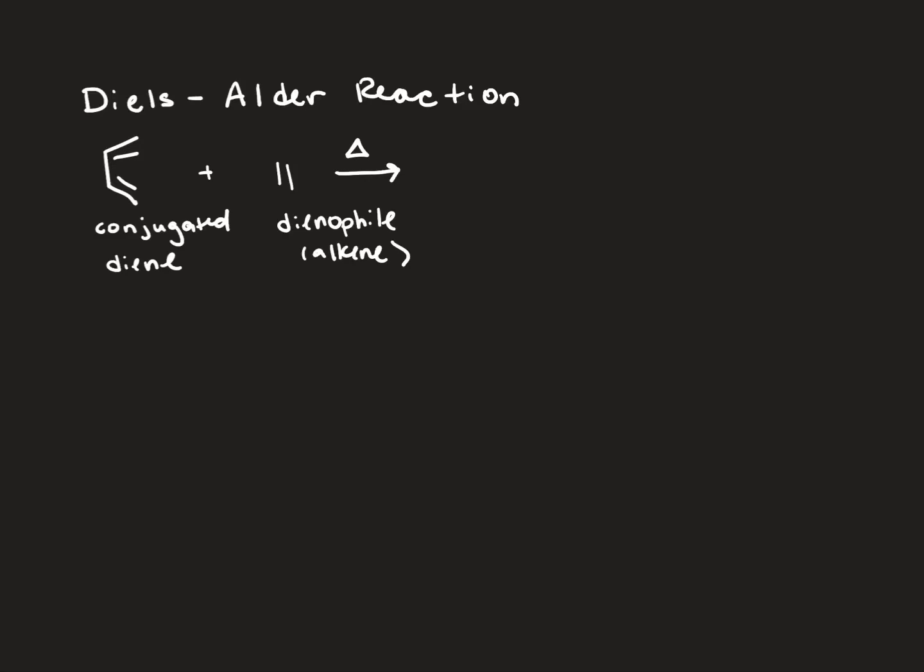The next reaction that dienes undergo that we're going to learn is very different from what you've seen before. It's called the Diels-Alder reaction. So the Diels-Alder reaction is an addition reaction. We don't lose any atoms. It occurs between a conjugated diene and a dienophile, which is often an alkene. It can also be an alkyne.